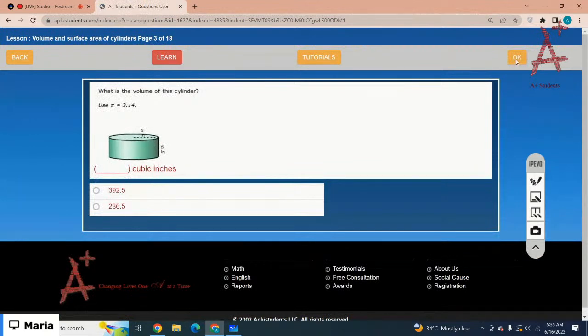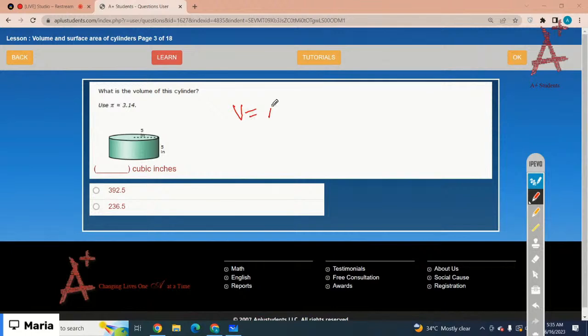Okay, what is the volume of the cylinder? You are given the radius 5, the height 5. You have to do V equals pi r squared h. It would be 3.14, 5 squared and 5. Just do the calculations. 5 times 5 is 25, 25 times 5 is 125, and 125 times 3.14 is 392.5. So the correct option is option number 1. Got it?